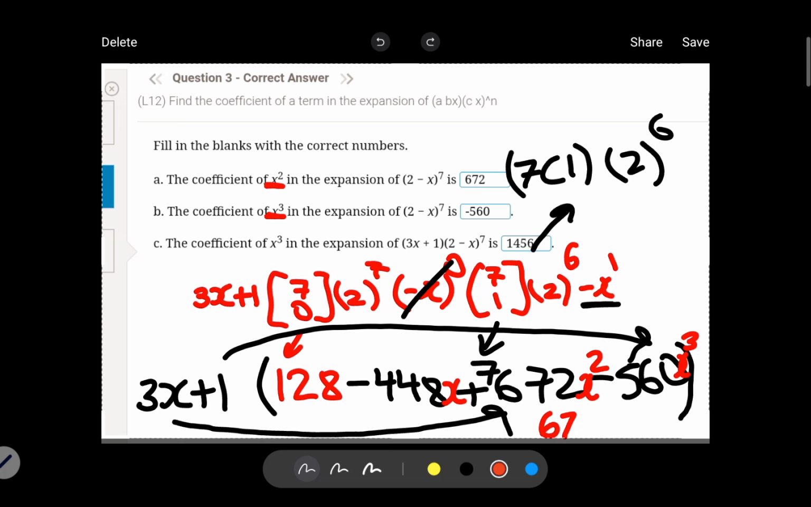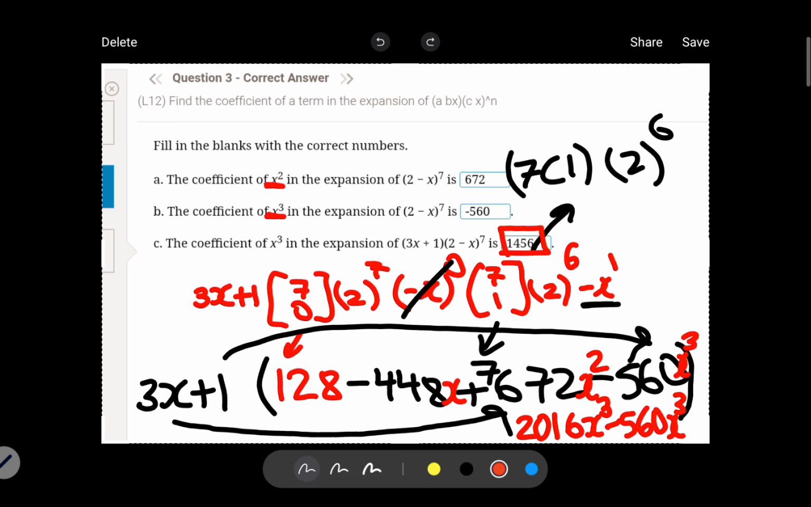Okay, so this will be 672, sorry, 672 times 3 is 2016 x to the power of 3 minus 560 x to the power of 3, you will get 1456. That's it.